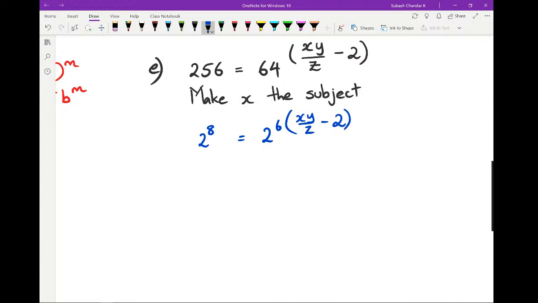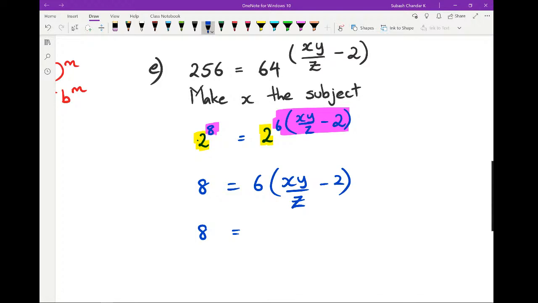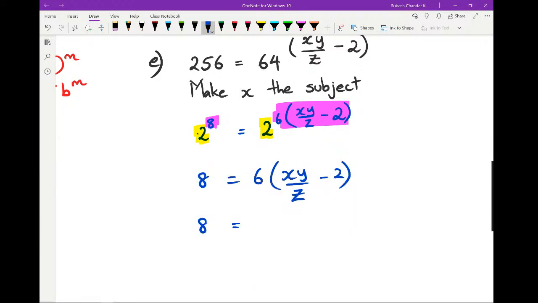So, because the two bases are the same, we've got 2 as the base, then we can actually say the two powers must equal each other. So that means we can say that 8 is equal to 6 multiplied by xy over z minus 2. We're going to get 8, and we've got 6. Expanding the brackets here, guys. So 6 times this ugly thing and 6 times negative 2. So we're going to get 6xy over z minus 12. Rearranging it, we're going to get 6xyz. We're going to get 8.